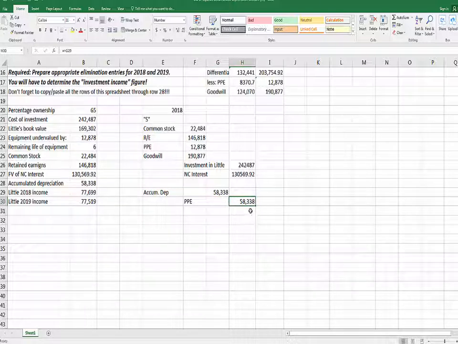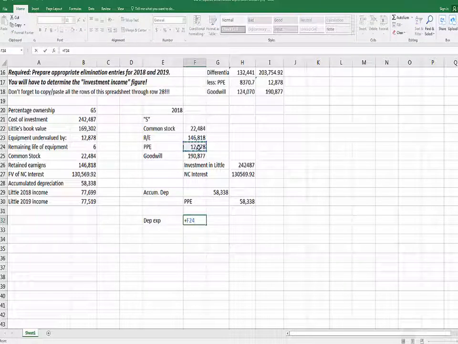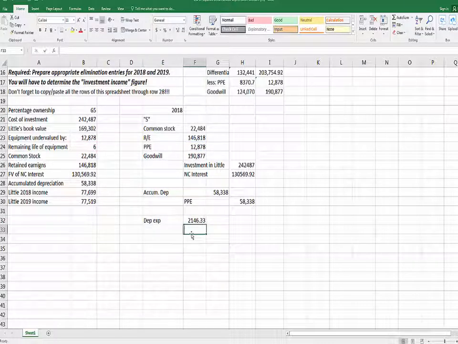If you did decide to roll those together, think of what would be happening. You'd have a debit to accumulated depreciation of $58,338, a credit to property, plant, equipment of $58,338 offset partially by a $12,878 debit. So you'd be looking at about a $45,500 credit to property, plant, equipment if you were to net those together. Okay, A for amortization. We're going to go ahead and write off this property, plant, equipment differential over its remaining life of 6 years. And again, we're using a separate accumulated depreciation account.